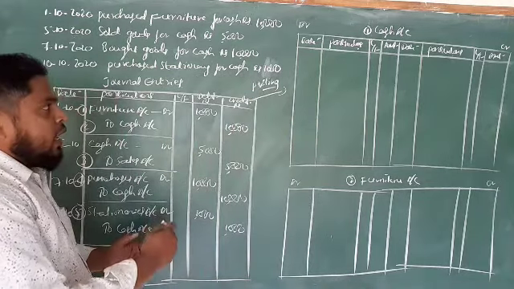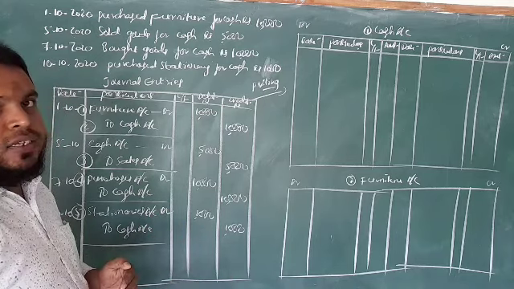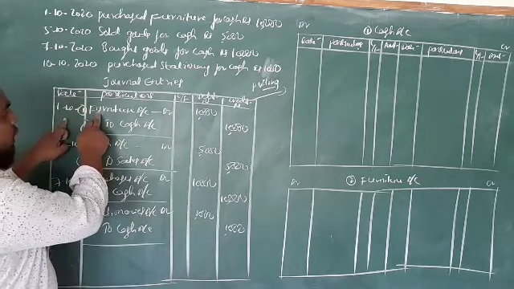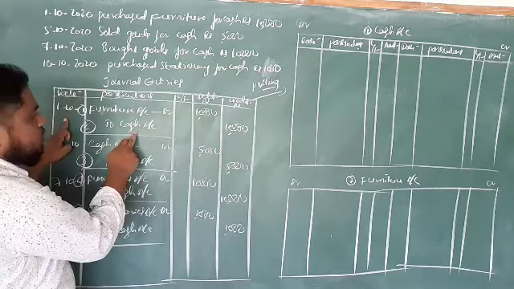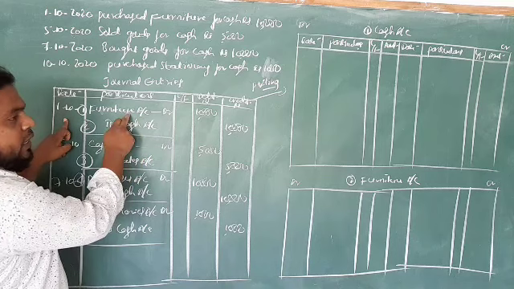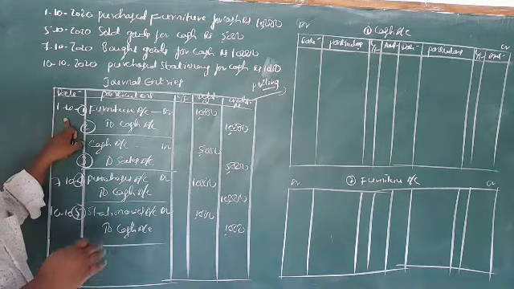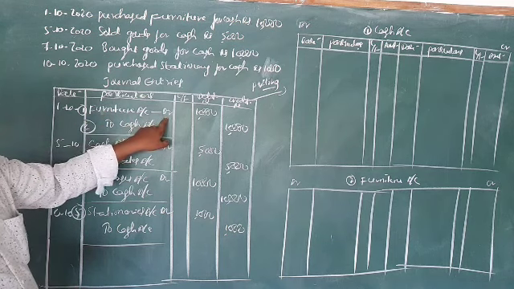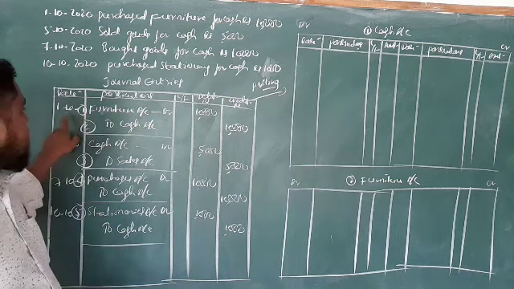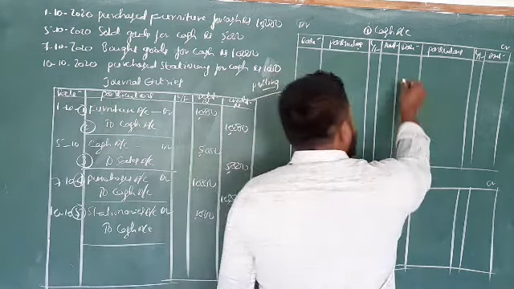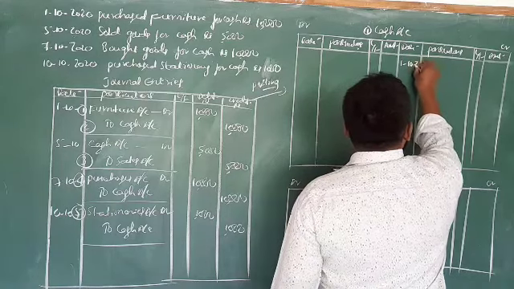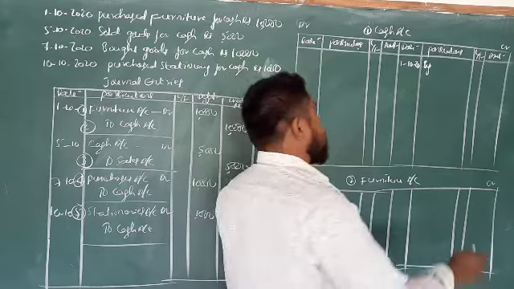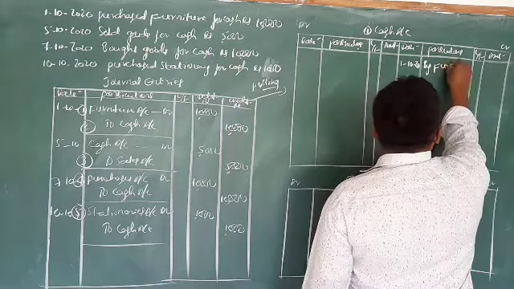Now let us start transferring the entries from journal to ledger, that is, posting. Furniture account debit to cash account. So in the cash account we have to enter furniture on the opposite side. Furniture is on the debit side, so in the cash account it goes on the credit side. Date is 1/10/2020, by. On the credit side we have to use the word by. So, to furniture account.